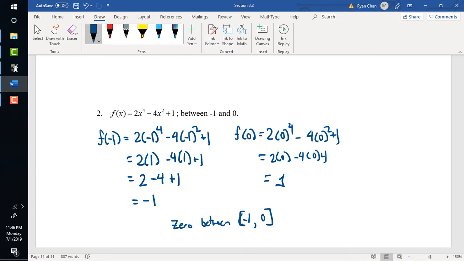So that means it crosses. When we say 0, we're saying it hits the x-axis. My graph hits the x-axis between negative 1 and 0 by the intermediate value theorem.